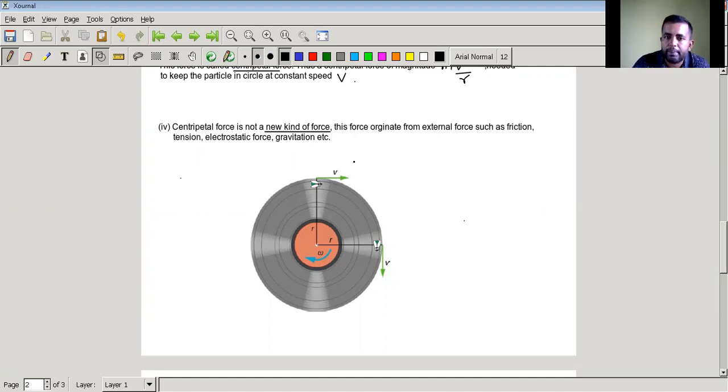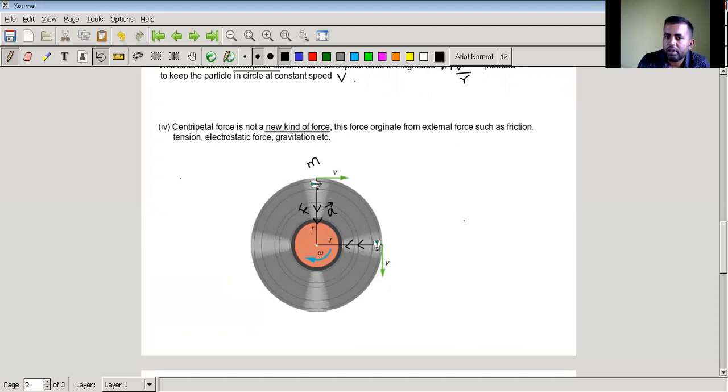So let us see, suppose there is a fly sitting on a disk, and it is going in this direction, as you can see. Now let us say this fly has mass m. We know that the acceleration will be in this direction, so the force is also in this direction. This force is called centripetal force. The same goes for here also. Now in this case, can you guess what force that will be? Friction, tension, electrostatic force, gravitation.